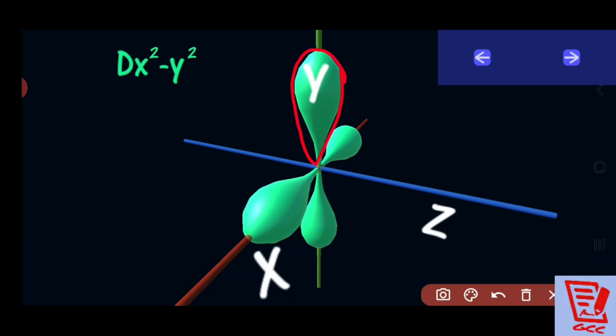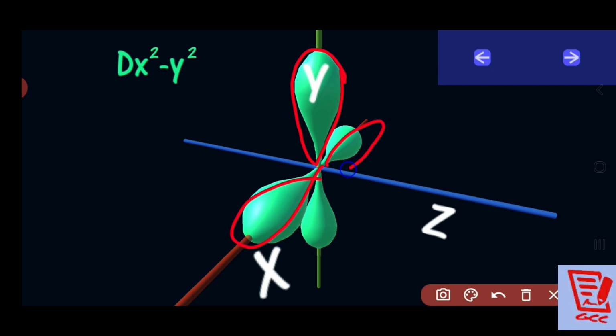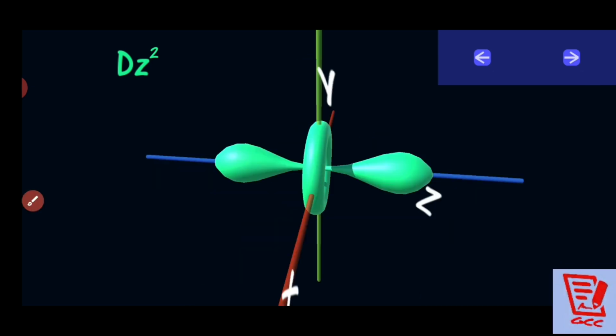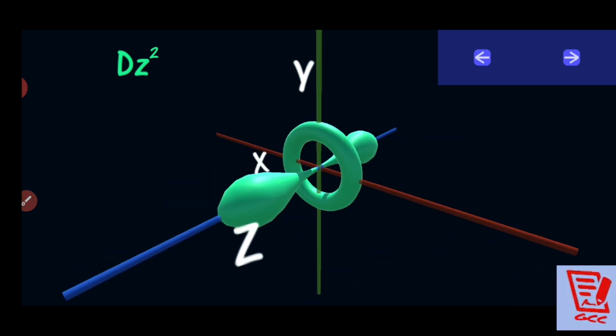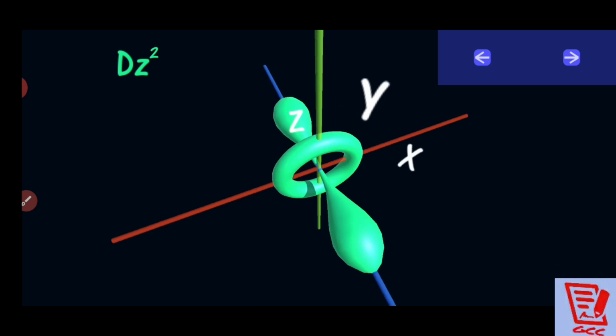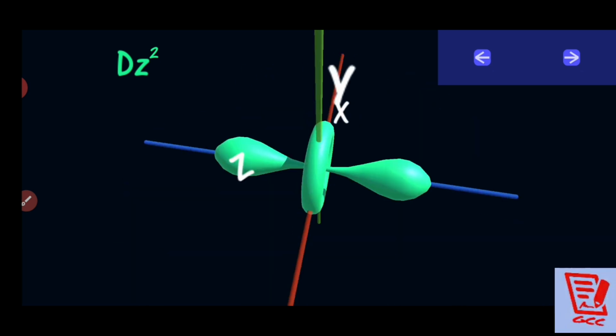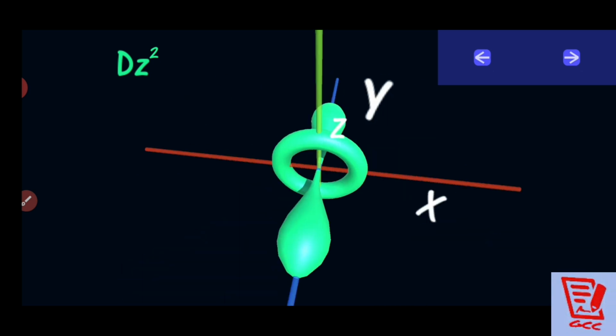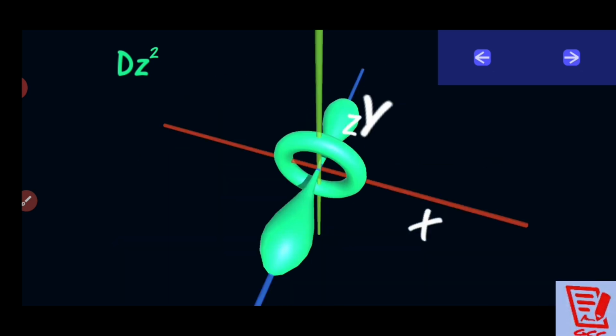Yes, on the line. But that is why it is called dx square y square. In the same way, the next one you see is dz square. Please see, what a beautiful shape there is, dz square. समझ आया बेटा? It is only around the z axis. Please look at its three-dimensional shape properly.